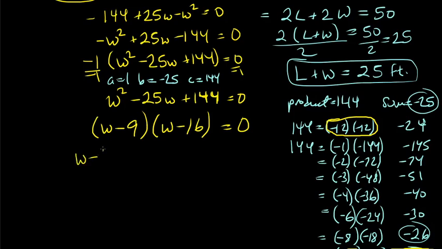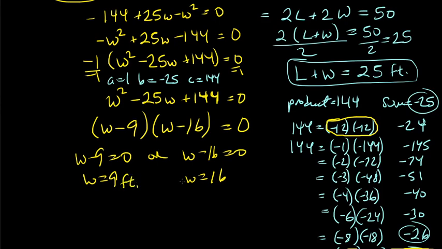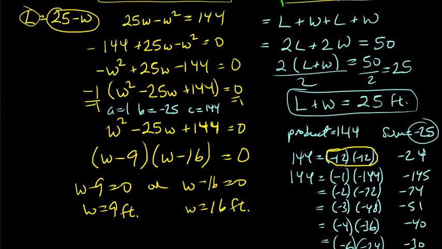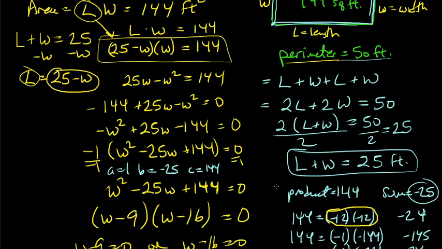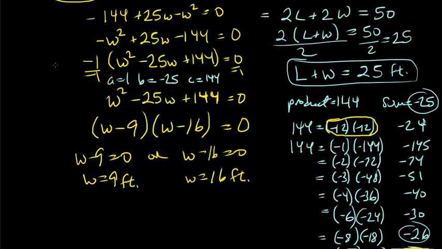If w minus 9 equals 0, that tells me that w is 9. Or if w minus 16 equals 0, that tells me that w is positive 16. Okay, now this is interesting. These are in feet, I think, right? But neither one of these is negative. So I don't think we can cross any of these out. Right, so this is interesting.